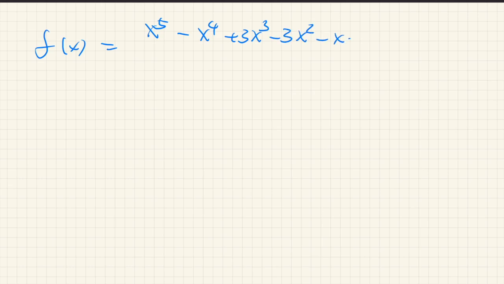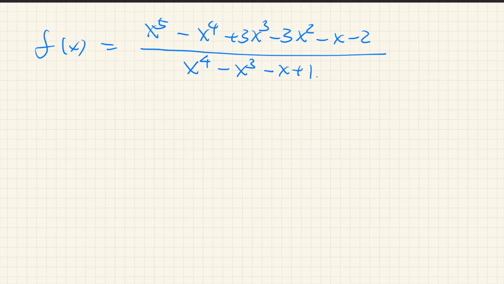Okay, next example is a little bit more complicated. Let f of x be (x^5 - x^4 + 3x^3 - 3x^2 - x - 2) over (x^4 - x^3 - x + 1).